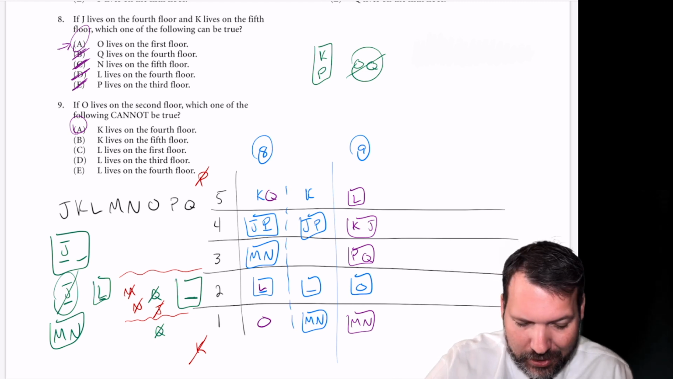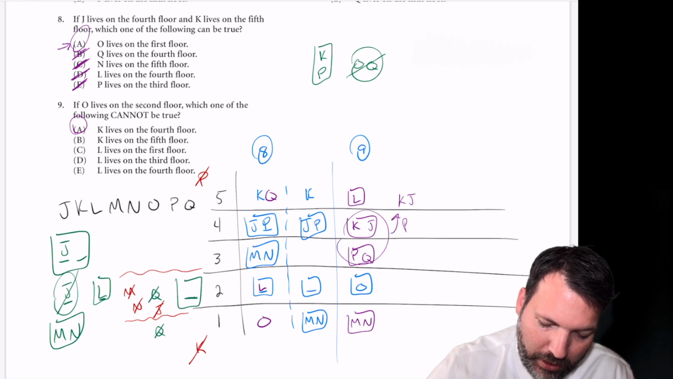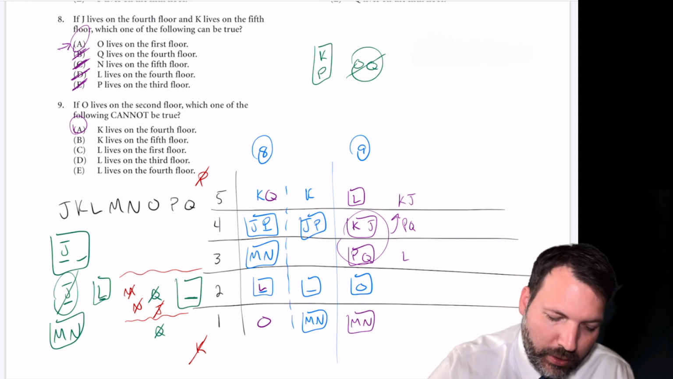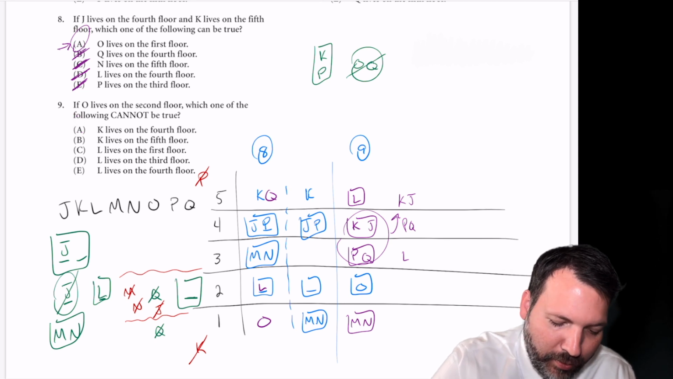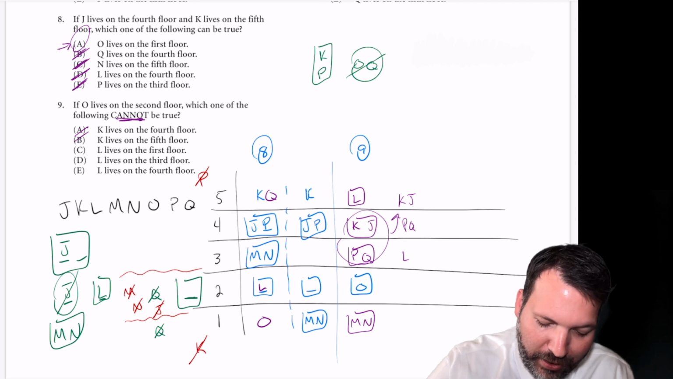And in fact, even just looking at B, why couldn't I just move all of these up? K, J, P, Q, and have L there. Does that break any rules? J is with someone still. Oh, goodness. What cannot be true? So, of course, both of these are working because that's not what we want. We want what cannot be true. So both A and B are, in fact, possible. We need to get rid of them.